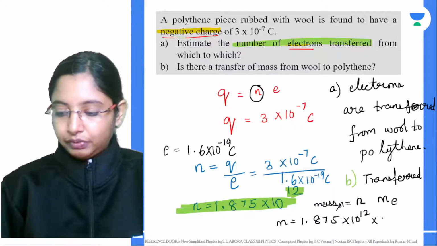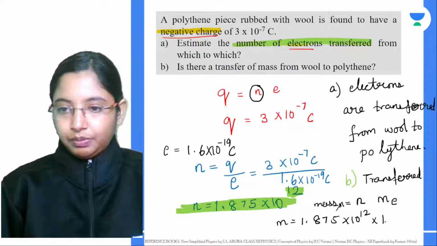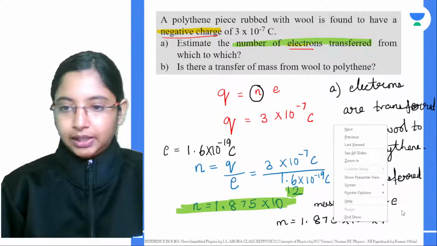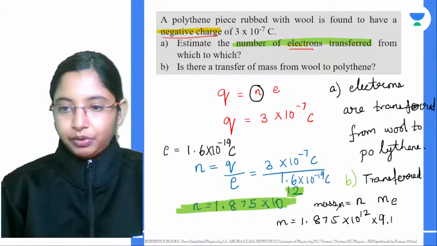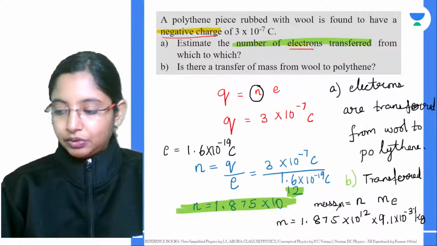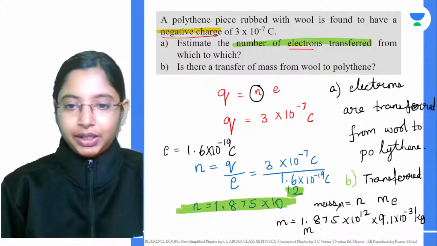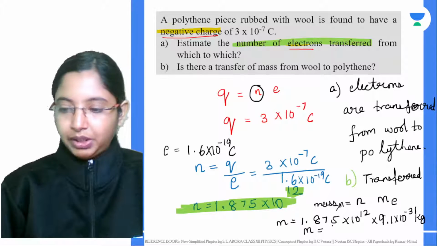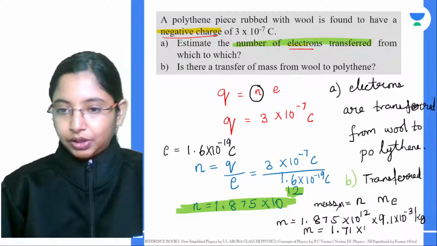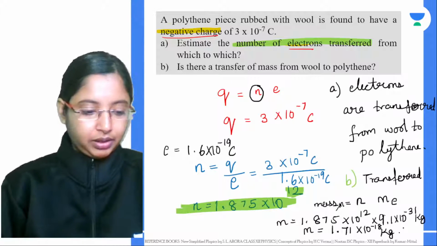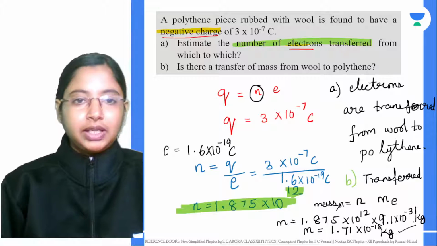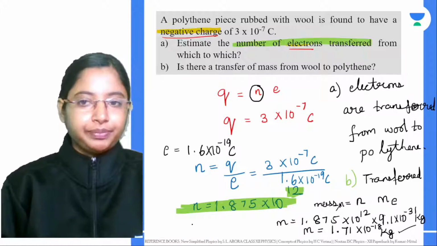The mass of one electron is 9.1 into 10 to the power of minus 31 kg. From here, the total mass will be 1.71 into 10 to the power of minus 18 kilogram. So this is the answer for the second part of the question.